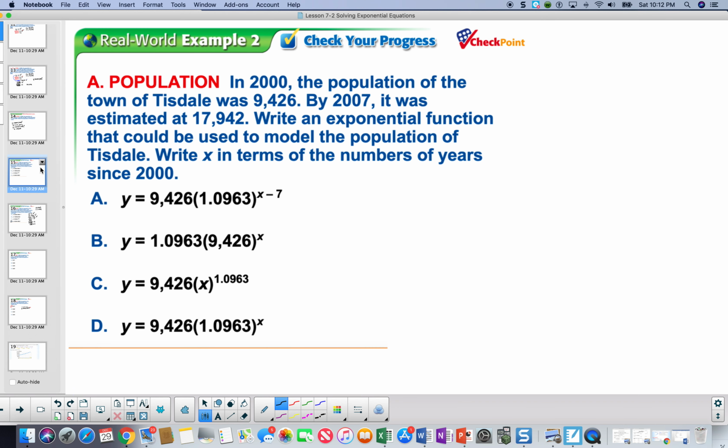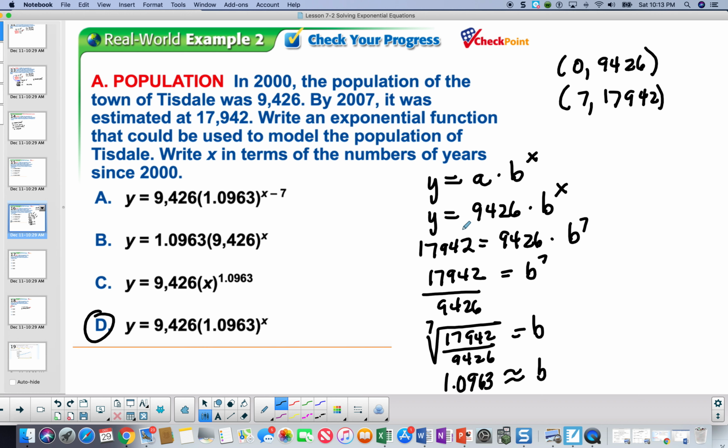Okay, you try it. Same type of problem. You notice it's still 2000, 2007, different initial value, different time here. So go ahead and use those times to try to find your growth factor and the appropriate function. Pause. And here's the answer. Here's how I went ahead and solved it, put down my 2 points and went ahead and solved it to figure out B. And this was the B that I wanted to choose. I didn't want to have x minus 7, just plain old x with my initial value.